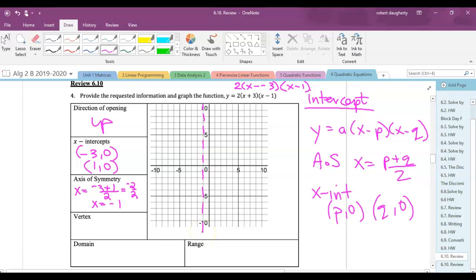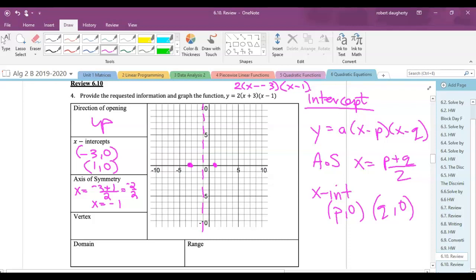I know this goes through (-3, 0) and (1, 0), so it goes through those two points. It opens up, so my parabola had better be... excuse me, did I do this right? Hold on. Yeah, minor mistake here. The symmetry looked off. 1, 2, 3, it's right there. Okay, so now I'm good. So the vertex had better be in the middle.